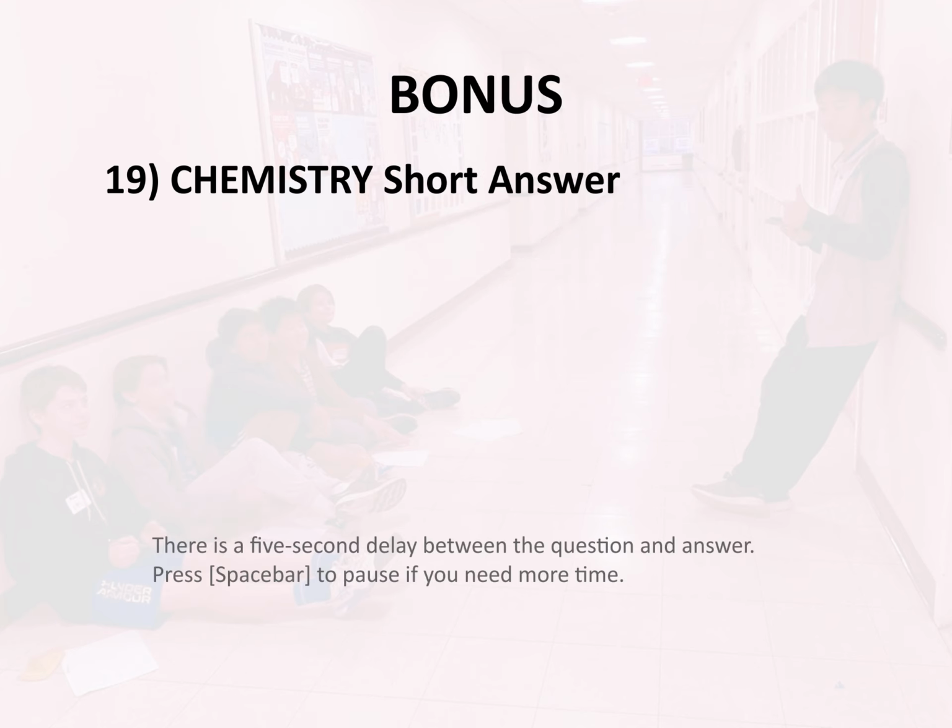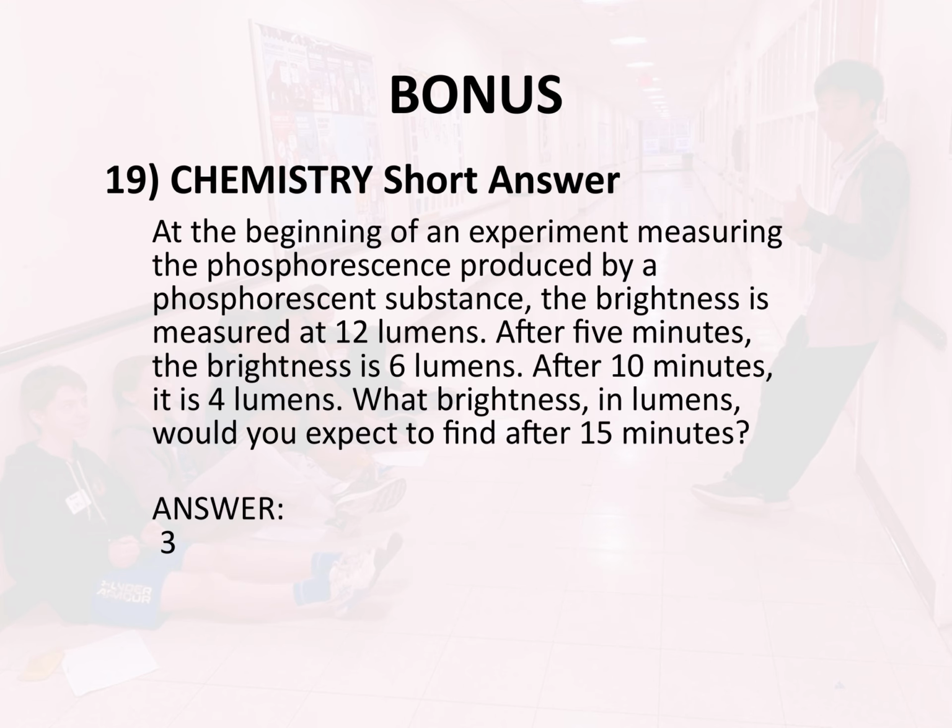Bonus, 19. Chemistry. Short answer. At the beginning of an experiment measuring the phosphorescence produced by a phosphorescent substance, the brightness is measured at 12 lumens. After 5 minutes, the brightness is 6 lumens. After 10 minutes, it is 4 lumens. What brightness, in lumens, would you expect to find after 15 minutes? Answer, 3.